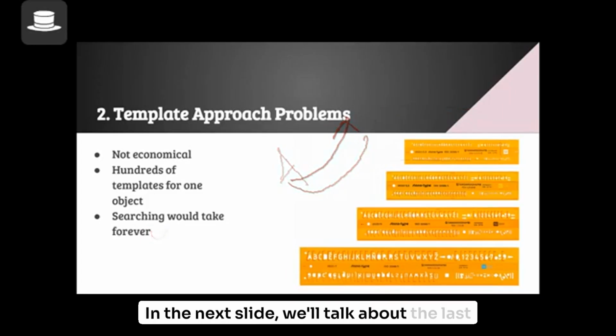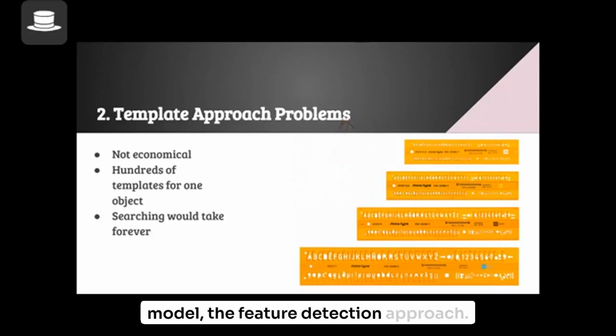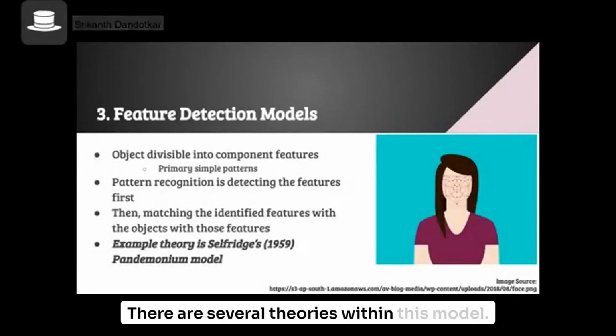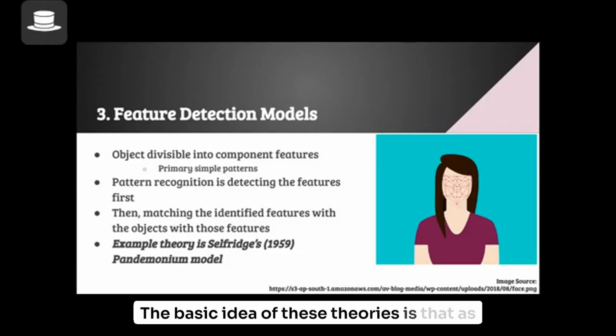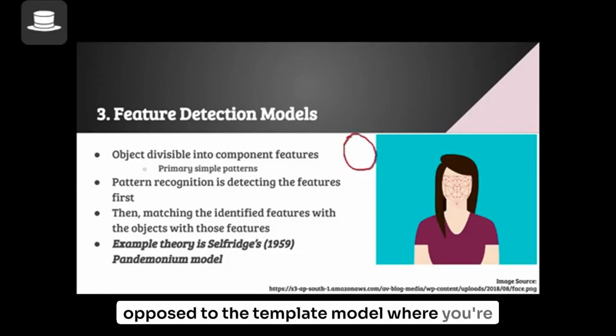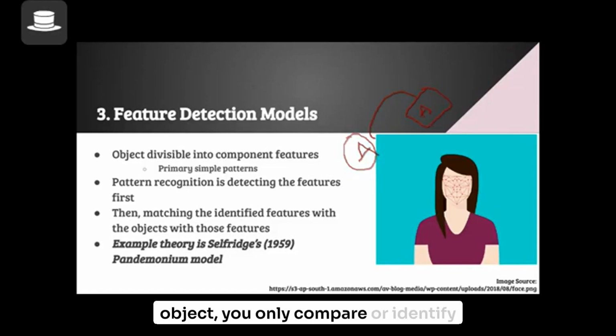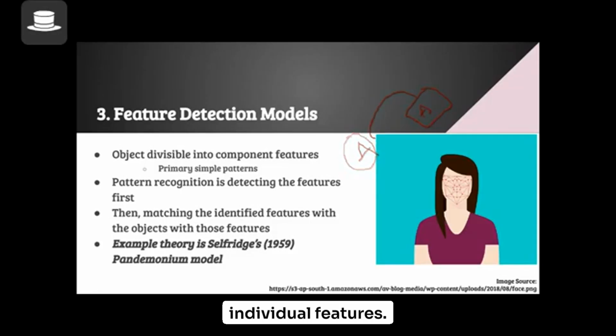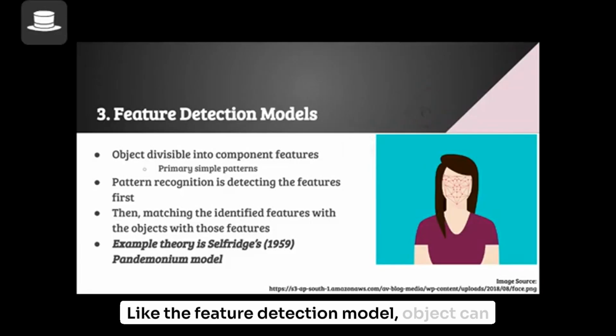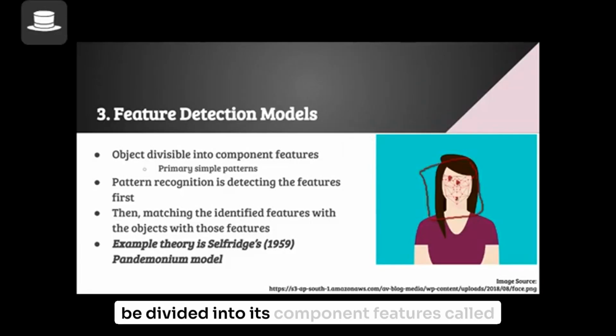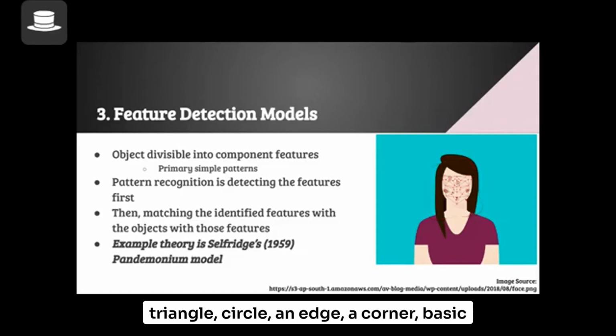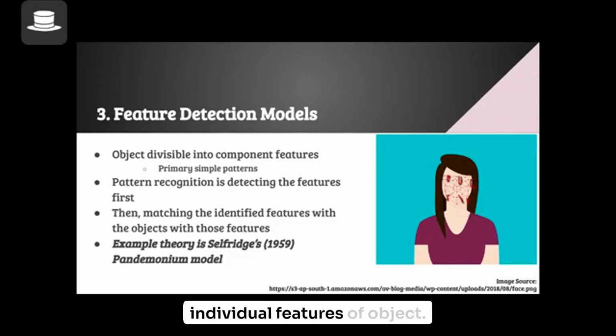On the next slide, we'll talk about the last model, the feature detection approach. There are several theories within this model. The basic idea is that, as opposed to the template model where you compare the entire object with the stored model of that object, you only compare or identify individual features. What does it mean? In the feature detection model, an object can be divided into its component features, called primary features. These are basic features like a square, a triangle, a circle, an edge, a corner, basic patterns. Pattern recognition then is recognizing the individual features of an object.